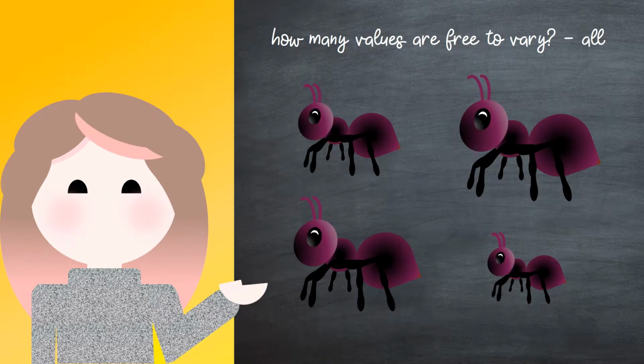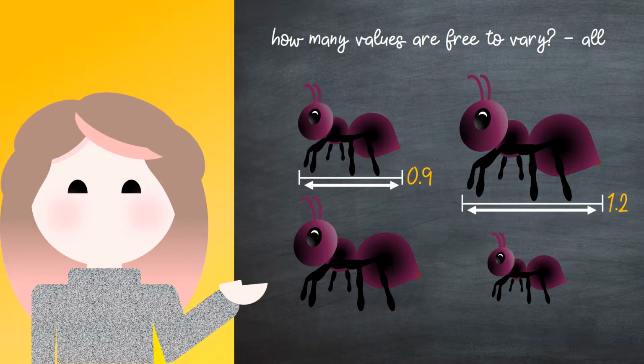Now the lengths of each of these ants could be absolutely anything. They are all free to vary. When we are looking at the population, there are no constraints. Any 4 values could come out. So for example, we might find lengths of 0.9 of an inch, 1.2 inches, 1 inch, and 0.6 of an inch.